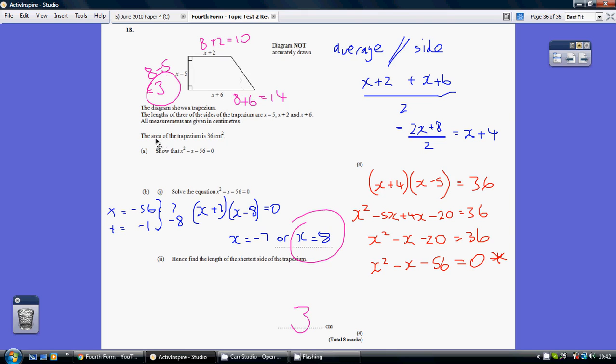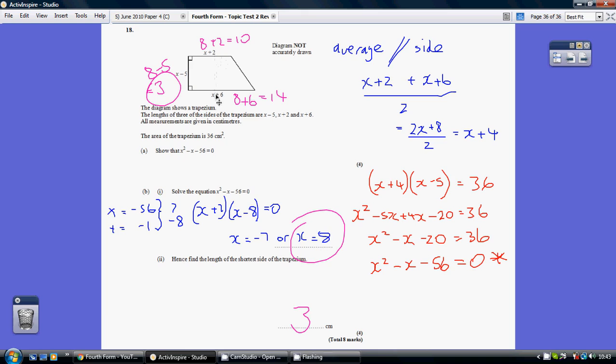Now at the end of the day, the area of the trapezium is 36. This is an area of a trapezium question. So how do you work out the area of a trapezium? Well, you start off by averaging the parallel sides. That's these two. How do you do an average? Well, you add together and then you divide by 2. So x plus 2 plus x plus 6, and then you divide this by 2. So gather up the top bit, that is 2x plus 8, then you halve both bits, giving us x plus 4. So the average of the parallel sides is x plus 4.